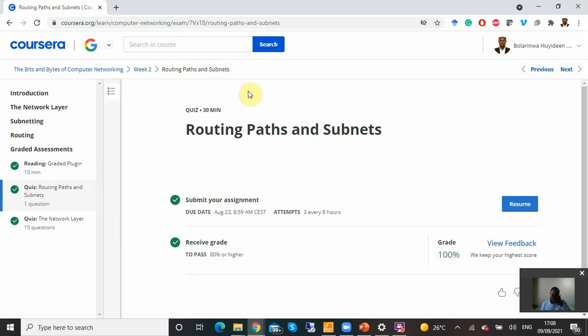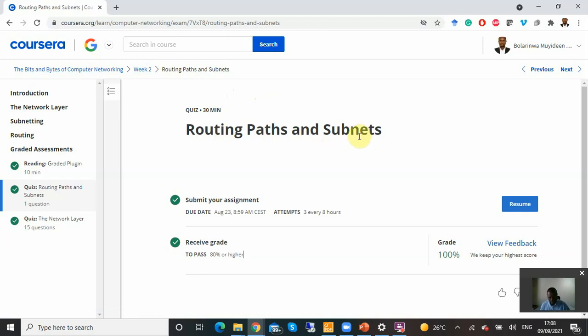So the gist of today is the Bits and Bytes of Computer Networking, week 2, and the assignment is routing paths and subnets. Routing paths and subnets.